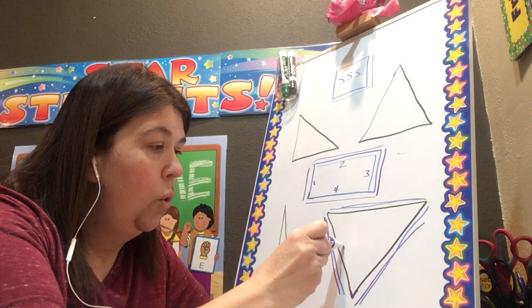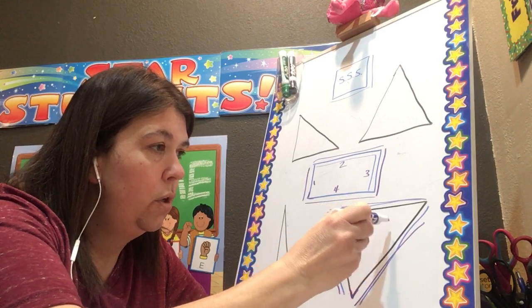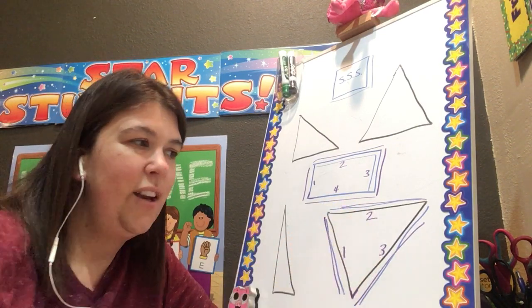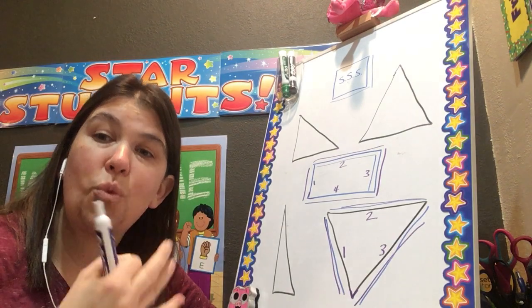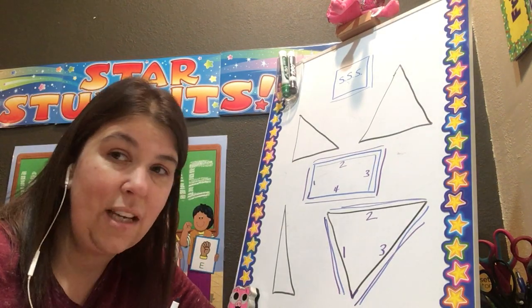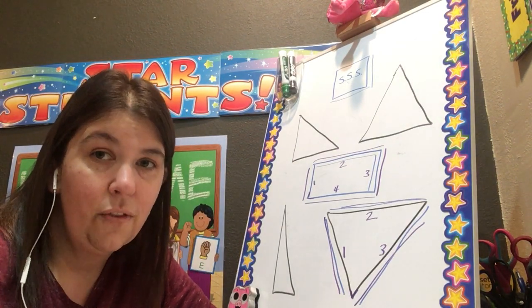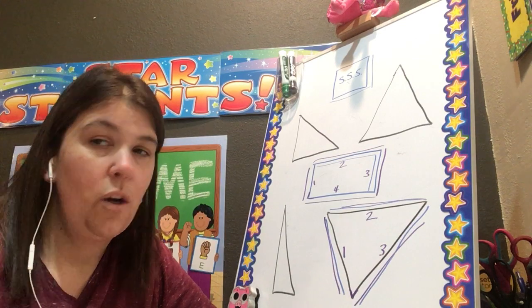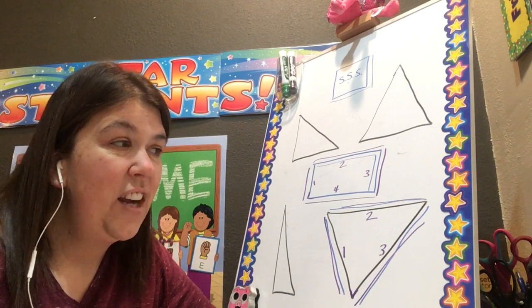Let's find out. 1, 2, 3. No, a triangle only has 3 sides. He only has 3. So that's one way that they're different. Another thing that you might notice that is different is their corners.